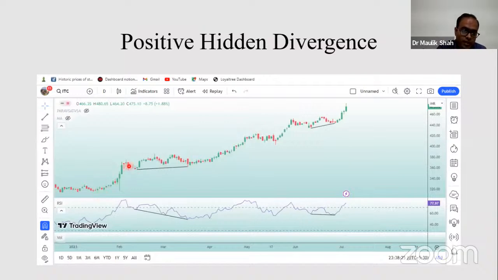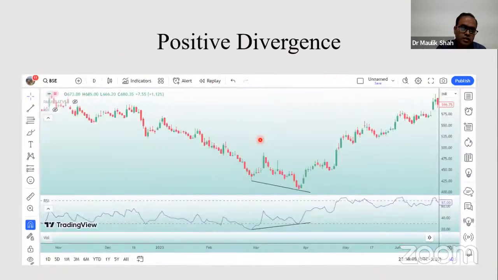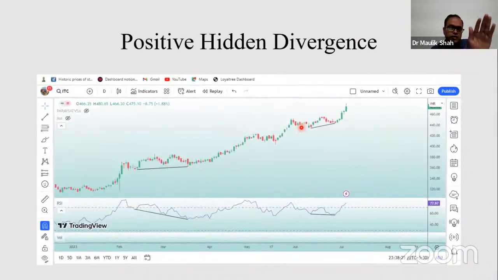So: hidden divergence, uptrend. In the previous one, what was it? Downtrend, positive divergence, uptrend, right? So this is a reversal divergence, whereas this is a continuation divergence. These are the tools in the RSI which help us to predict the trend ahead.